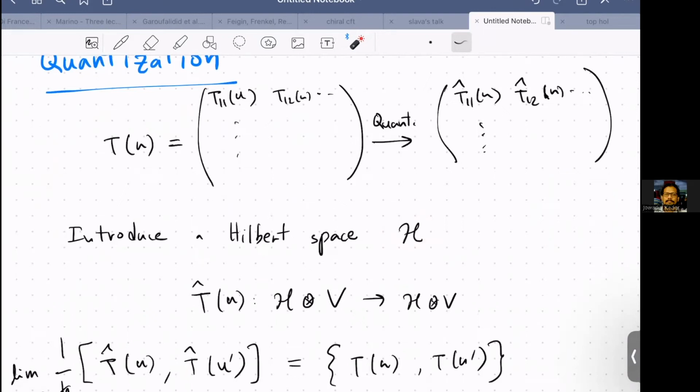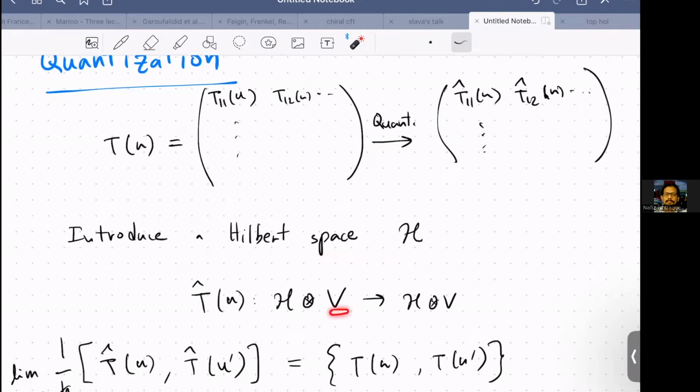Yes, you said that this T(u) acts on a Hilbert space H cross V. So what is the dimension of H? Right, it is in general infinite. I mean, in a field theory, the Hilbert space is infinite dimensional. Okay. But here we are not concerned with the technical difficulties of finding a Hilbert space. We're just saying that quantization means that you have to find a Hilbert space. Whether in practice you can do that or not, that's a different question.